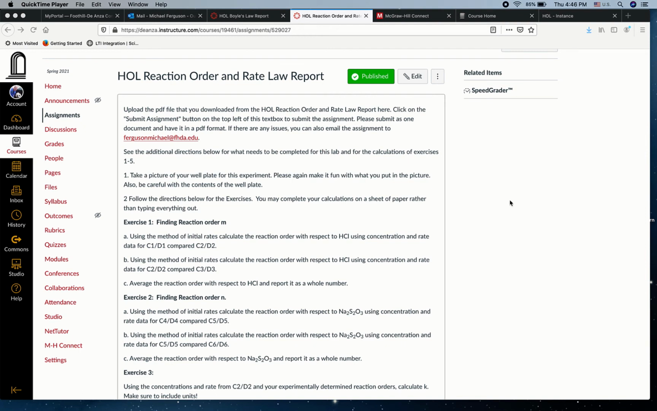This is the pre-lab for the reaction order and rate law lab. When you make your solutions, I want to take a picture of your solutions with the 24 whatever well, or is it 12? No, we'll take a picture of your well plate. I guess it's 12.